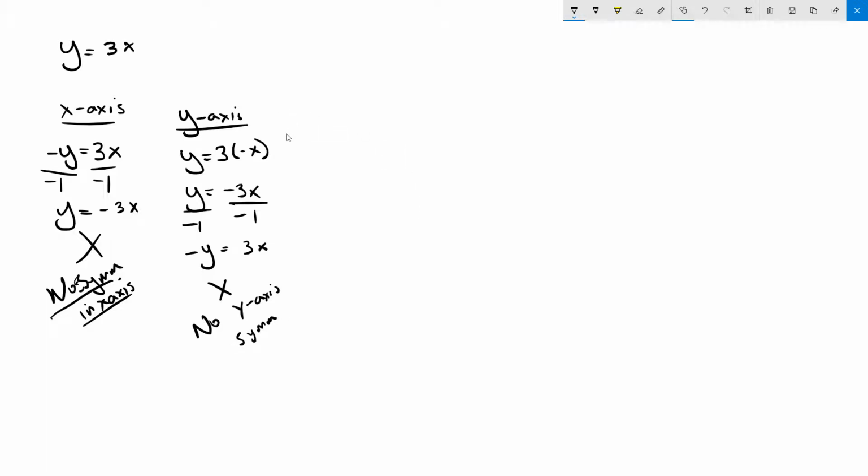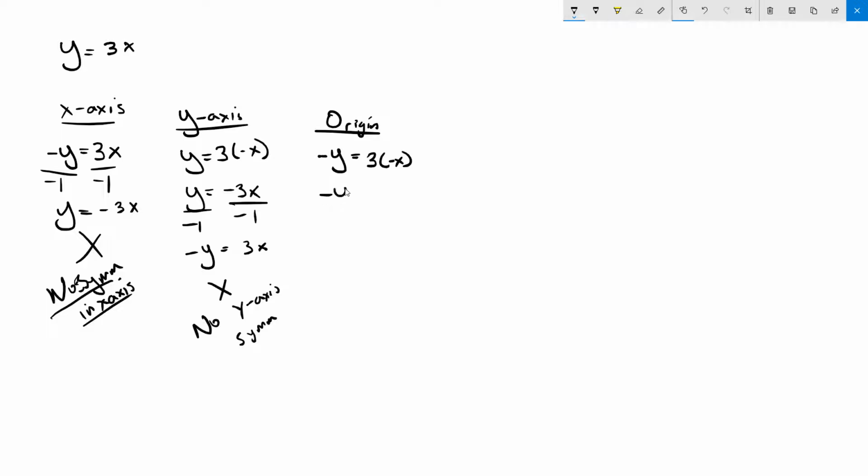Awesome. Now let's check for origin. It's important you guys test everything because sometimes it might look like there's going to be no symmetry, but in this case, we actually will find that we do find symmetry, okay? So with origin symmetry, where it's a combination of both of these, we're going to plug in both negative y and negative x. So let's go ahead and do that. So we have negative y is equal to 3 times negative x, okay?